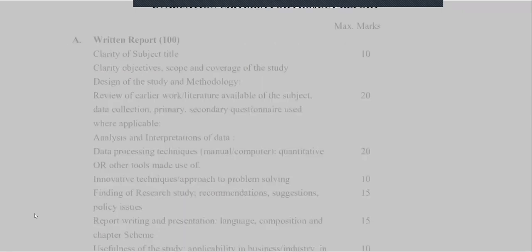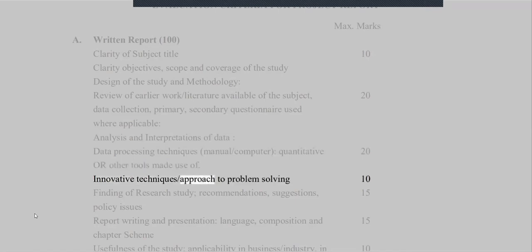Evaluation criteria for project report. Max marks. A. Written report 100. Clarity of subject title 10. Clarity of objectives, scope and coverage of the study, design of the study and methodology, review of earlier work, literature available of the subject, 20. Data collection, primary, secondary, questionnaire used where applicable, analysis and interpretations of data, data processing techniques, manual, computer, quantitative, or other tools made use of, 20.